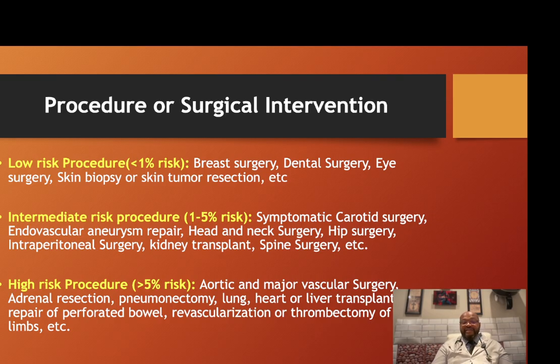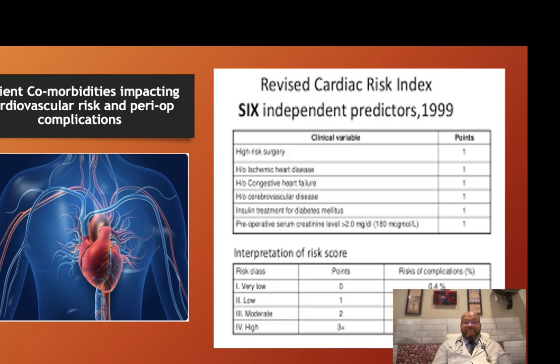And then, of course, the high-risk procedures, more than 5% risk: aortic or major vascular surgeries, adrenal resection, pneumonectomy, lung, heart or liver transplant, repair of a perforated bowel, revascularization or thrombectomy of lower limbs, etc. These are definitely high-risk surgeries that have a higher risk of things going bad.